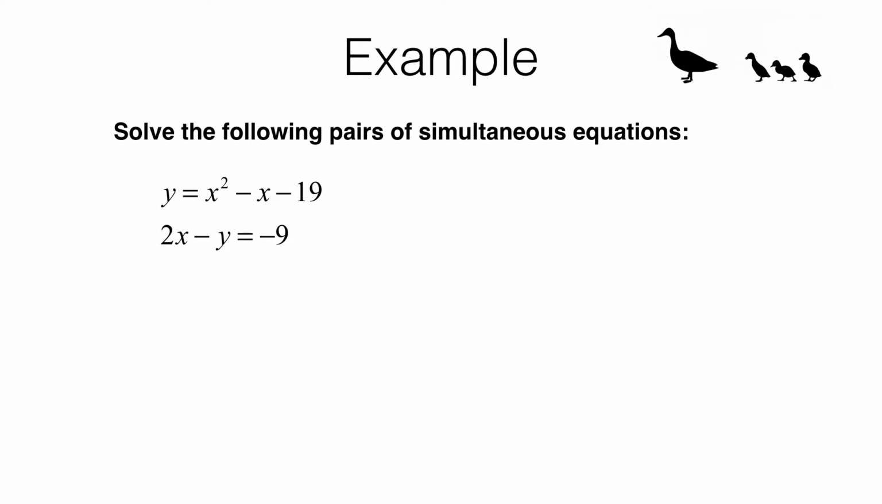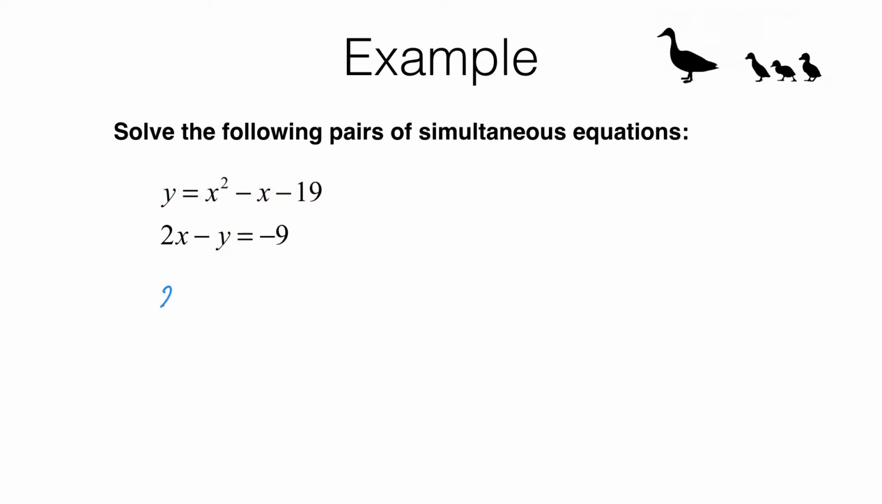Now, here we've got y equals x squared minus x minus 19, and the second equation is 2x minus y equals negative 9. So up here, we have this expression for y, and we've got a y in the second equation, which means we can substitute this expression in place of y in the second equation. Now, we need to take real care when we do this, so watch carefully.